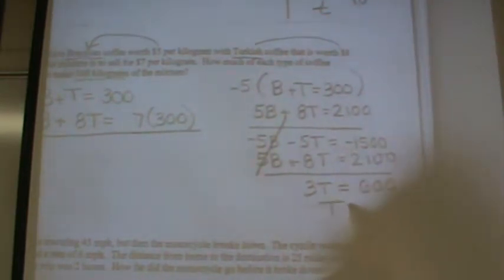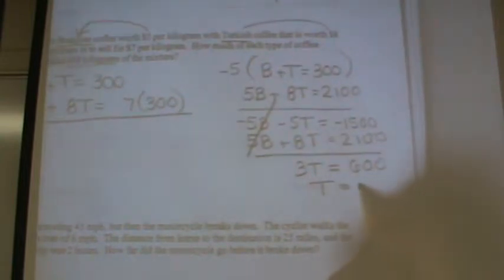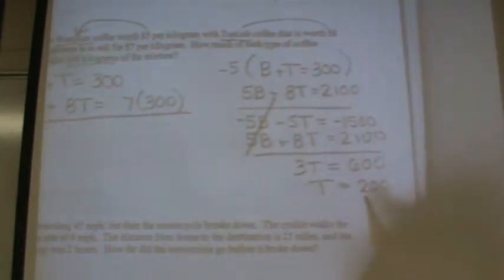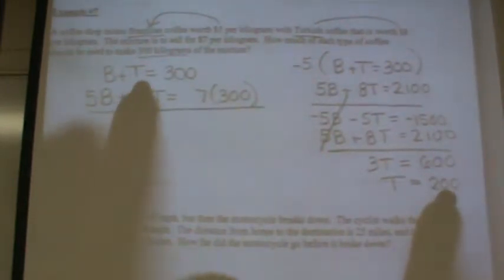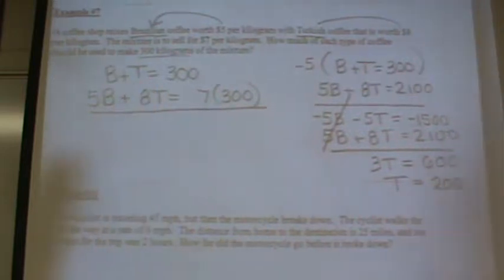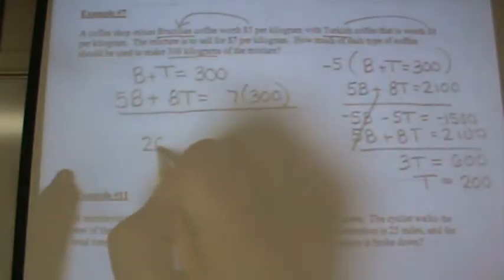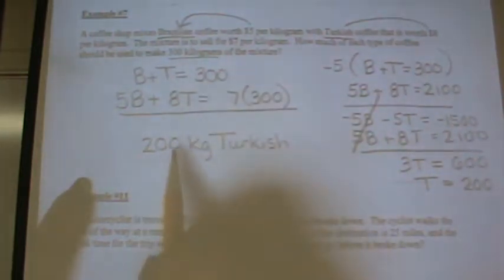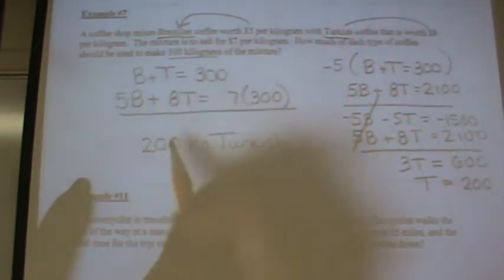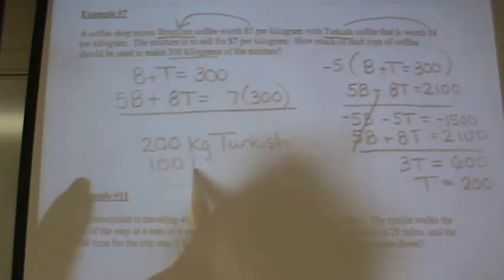And what does T equal? 200. So what does that mean? We have 200 kilograms of the Turkish coffee. We're going to interpret our answer: 200 kilograms of the Turkish coffee, which would make how many kilograms of the Brazilian? If you plug 200 in here, what would you get? 100.